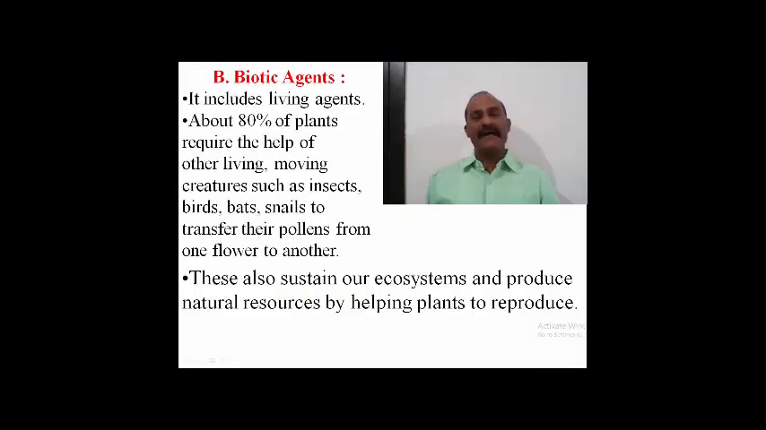Another factor is the biological agent, or the biotic agent. Now biotic agents include living agents, and about 80% of plants require the help of living, moving creatures such as insects, birds, bats, snails, or a variety of other living organisms. These are also responsible for sustaining our ecosystem and producing natural resources for helping the plants to reproduce. So, biotic pollination is the most important one for organic evolution also.